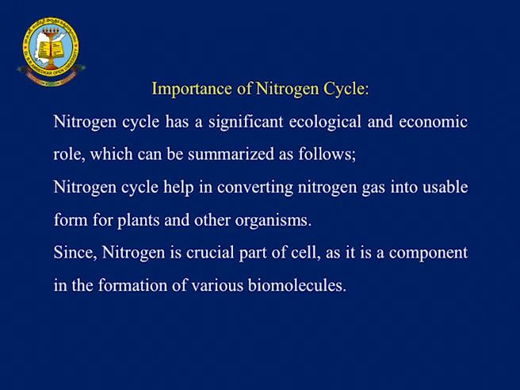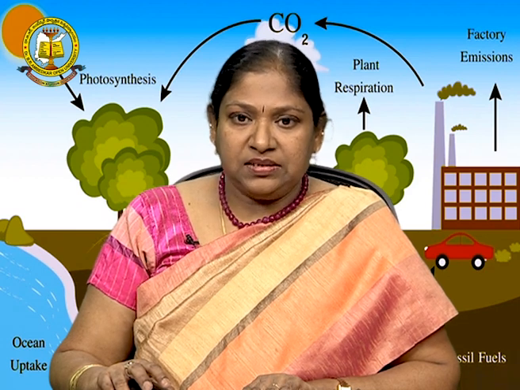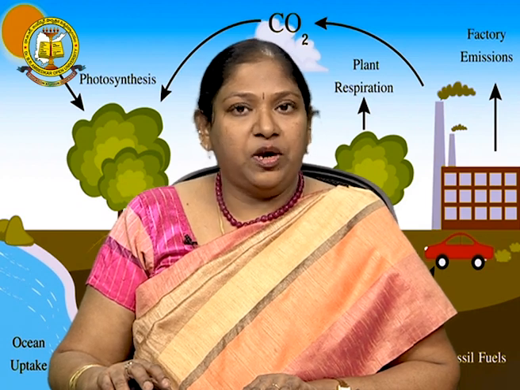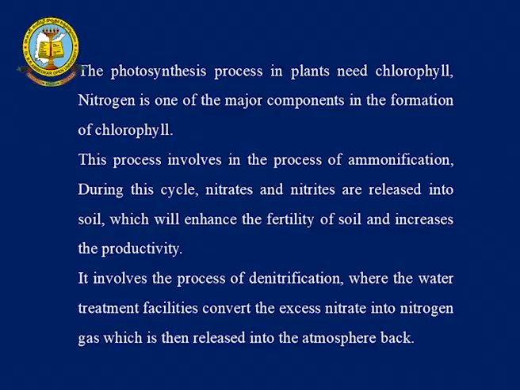The nitrogen cycle helps in converting nitrogen to a usable form for plants and other organisms. Since nitrogen is a crucial part of the cell, it is a component in the formation of various biomolecules. For the photosynthesis process in plants, they need chlorophyll, and nitrogen is one of the major components in the formation of chlorophyll. This process also involves ammonification, and during this cycle nitrates and nitrites are released into the soil, which will enhance the fertility of the soil and increase productivity.